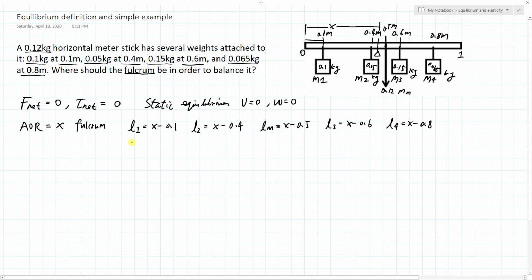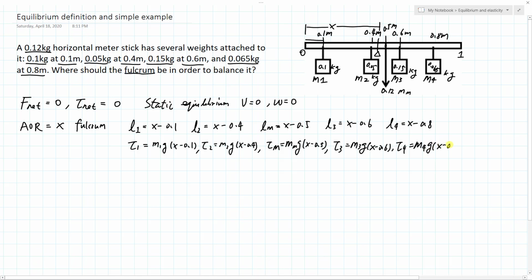Okay, so now we have all the lever arms, and the forces are all just m times g. So the torque tau1 is equal to m1g times (x minus 0.1), and torque 2 is equal to m2g times (x minus 0.4). Then the torque of the meter stick is equal to m meter stick g times (x minus 0.5). Then torque 3 is equal to m3g times (x minus 0.6). Then torque 4 is m4g times (x minus 0.8).